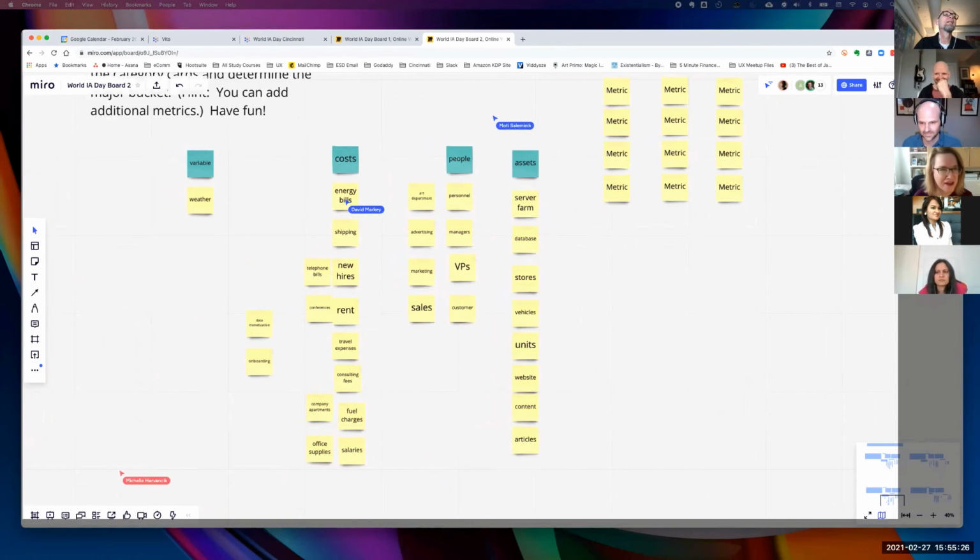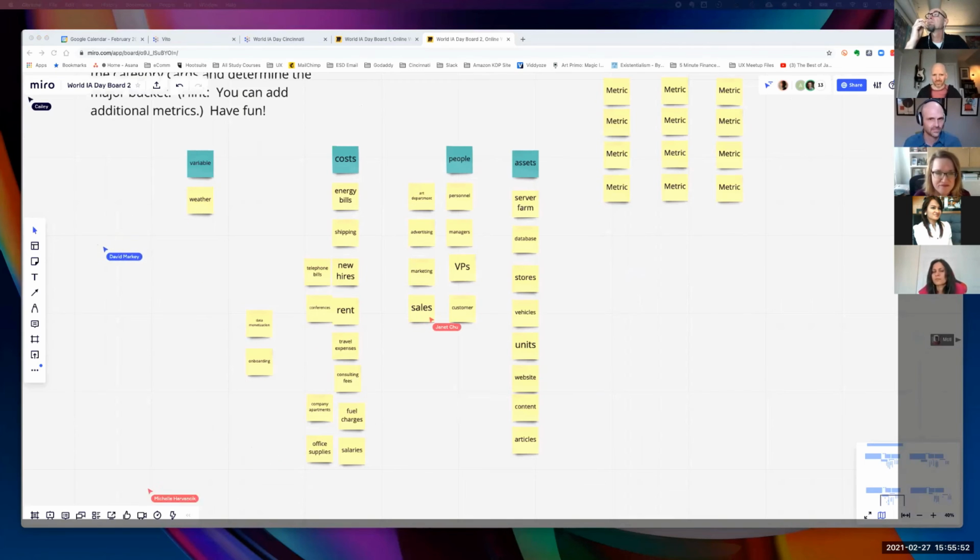But anyway, we were looking at breaking it into costs, people, and assets. A lot of things fell under expenses, costs. And then in people, we had personnel. We also have, we don't have a little green sticky above it, but it was departments for our department: advertising, marketing, and sales.